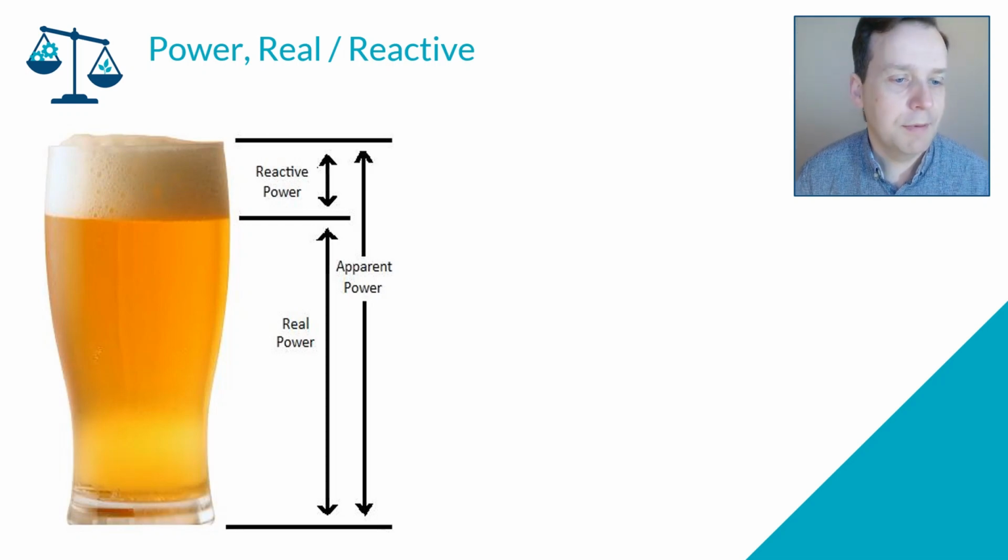We have typically a pint of beer here, and normally the actual liquid can be described as the real power. The foam is the reactive power, and the totality of it is the apparent power. Now, ideally you only pay for the real power, but the apparent power reflects your capacity. So if you have significant reactive power, then you're consuming your available capacity, i.e. the volume of the pint here, if you like.